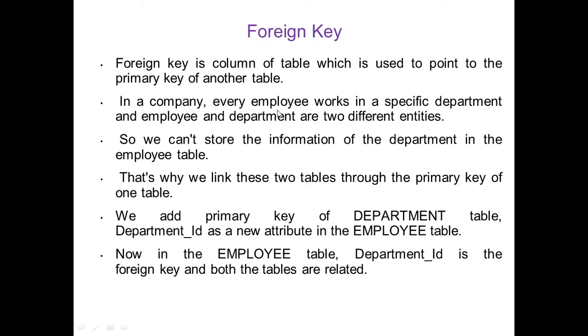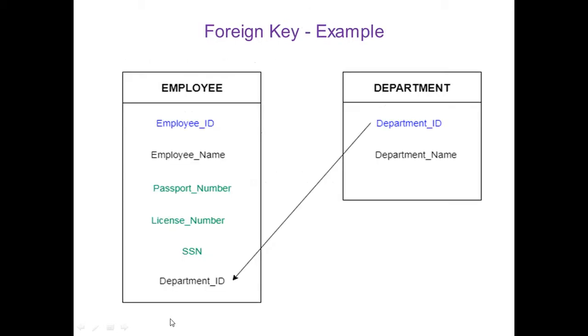Now how can this foreign key be created? We add the primary key of the department table, that is department ID, as a new attribute in the employee table. Now in the employee table, department ID is the foreign key and both tables are related. We will see this example.